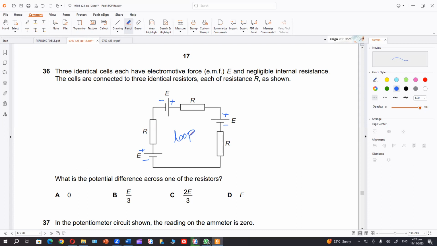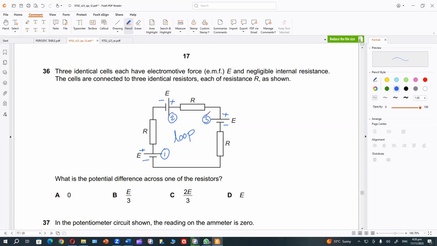Internal resistance R is negligible. All the three resistors are in series. Acha, if I mark it, let me mark there because that will be easier for me. If I say this is 1, this is 2, and this is 3.